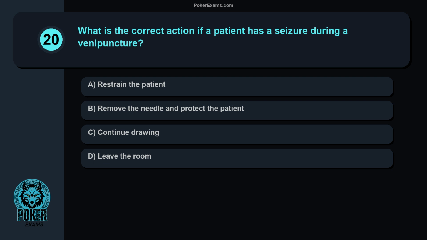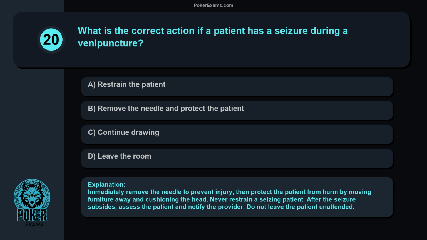Question 20. What is the correct action if a patient has a seizure during a venipuncture? Restrain the patient. Remove the needle and protect the patient. Continue drawing. Leave the room. Immediately remove the needle to prevent injury, then protect the patient from harm by moving furniture away and cushioning the head. Never restrain a seizing patient. After the seizure subsides, assess the patient and notify the provider. Do not leave the patient unattended.